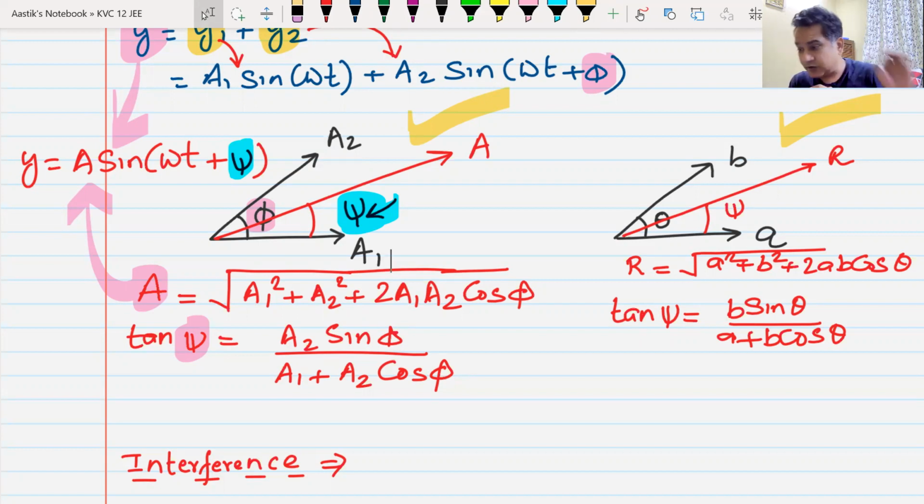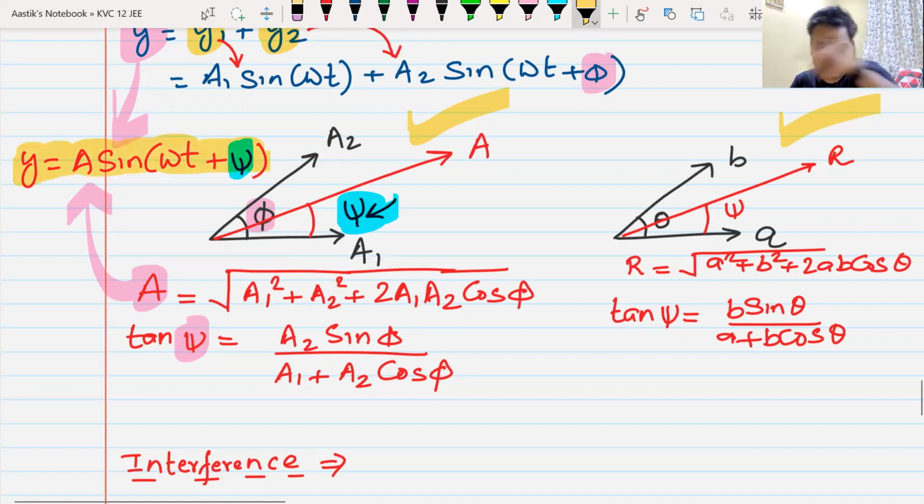What next? We had also seen how we can write the resultant wave. We had written the resultant wave in the form y is equal to A, which is the net amplitude, sine of omega t plus xi. Here I probably missed a point, which is an important one. Not missed, because I was supposed to do it in interference.